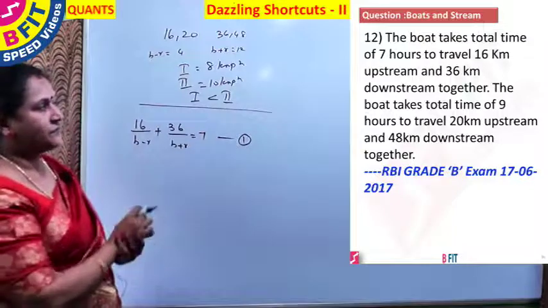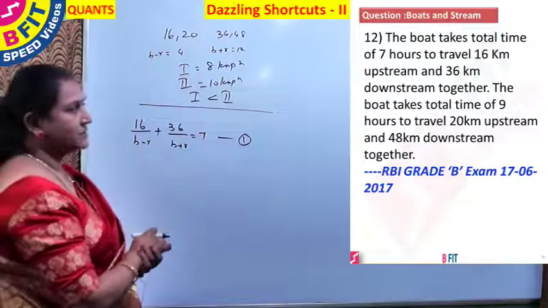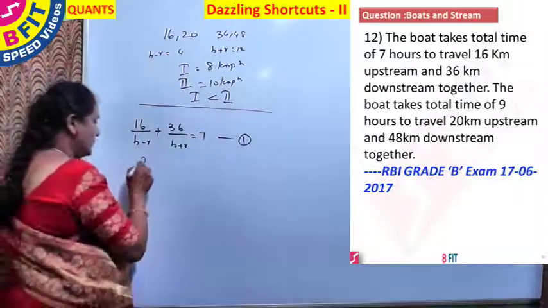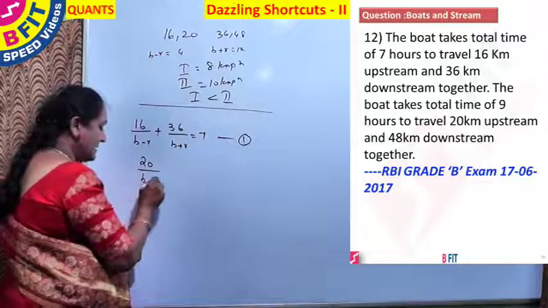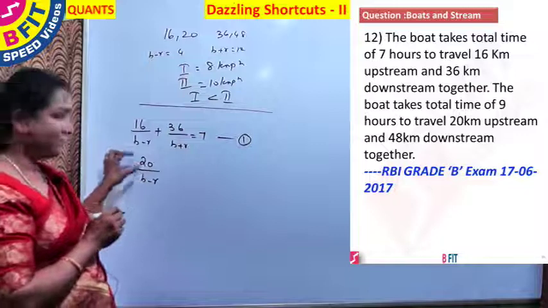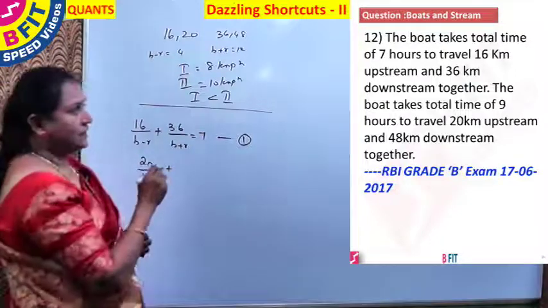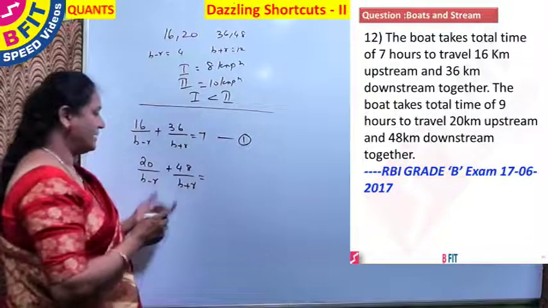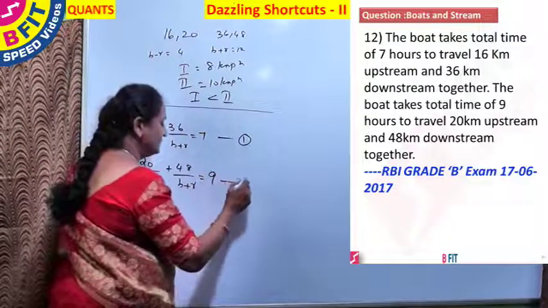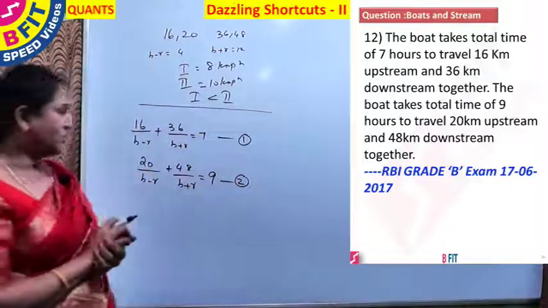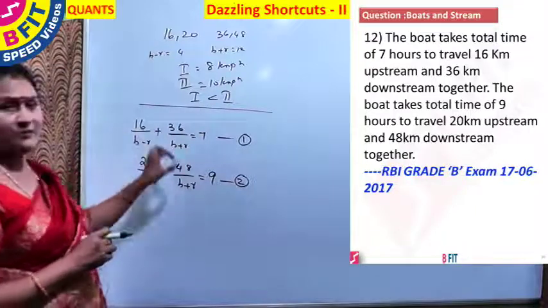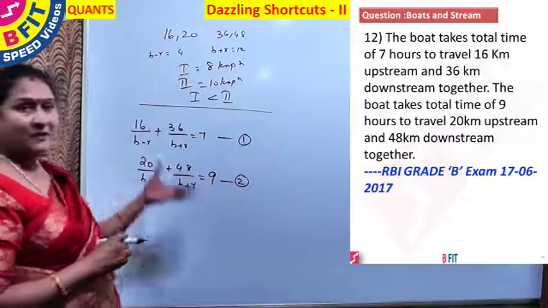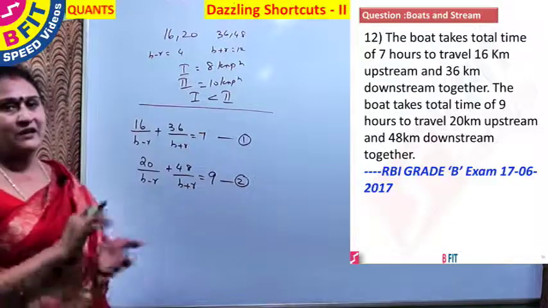And now what is the second set of data given? It is taking 9 hours, because upstream and downstream distances are different. Upstream 20 kilometer, so for 20 kilometer with speed b minus r we get the upstream time for this distance, and going 48 kilometer downstream with speed b plus r, we get the downstream time. Together it is 9 hours. So we have got two equations, and you have b minus r and b plus r in the reciprocal. Solving all this, we get b minus r and b plus r values, and from that we can calculate the speed of the boat.